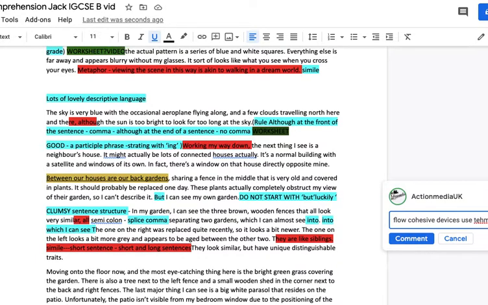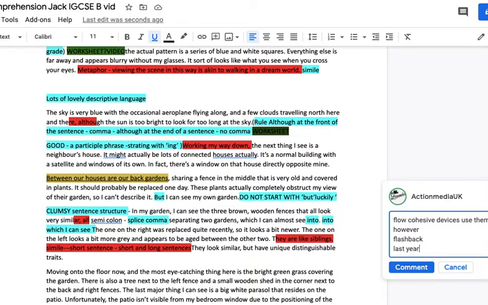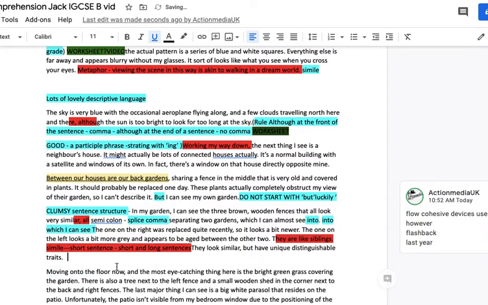Things like however. This is where the flashback could come in as well. Last year. Yeah, so cohesive devices. Moving on to the floor now. Yeah, this is good. That's a cohesive device. So good. Yeah, cohesive device.